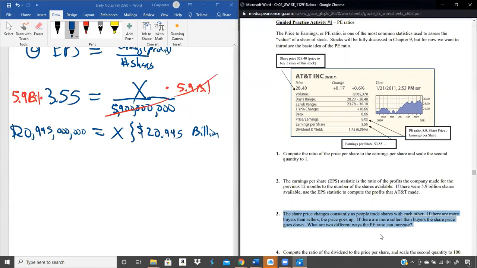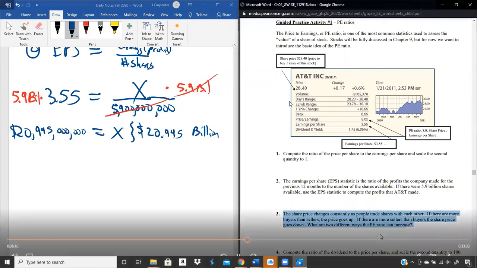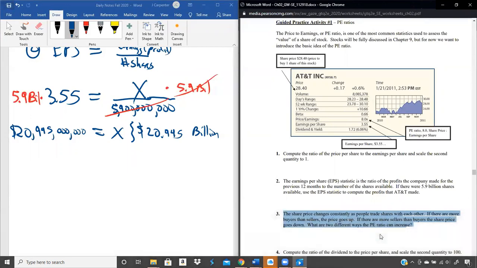The share price changes constantly as people trade shares with each other. If there are more buyers than sellers, the price goes up. If there are more sellers than buyers, the share price goes down. And this is pretty much how stock works. So if 90% of people out there are trying to buy stock, it means that the people selling are like, nah, I don't really want to sell. I want to buy more right now. That drives the price up because demand is high. The demand to buy is high. And you can see the same effect in the real estate market.